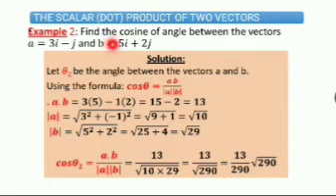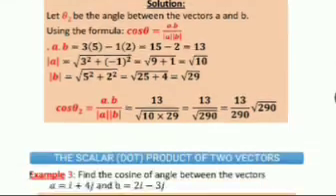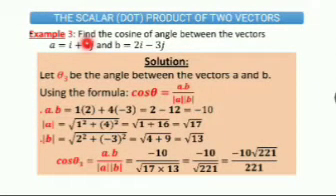Another one here. Find the cosine of the angle between this. Okay, this is the one we just finished. The next question, which is example 3. Find the cosine of the angle between vectors A and B. So we have i plus 4j and 2i minus 3j. So let theta 3 be the angle between the vectors A and B.